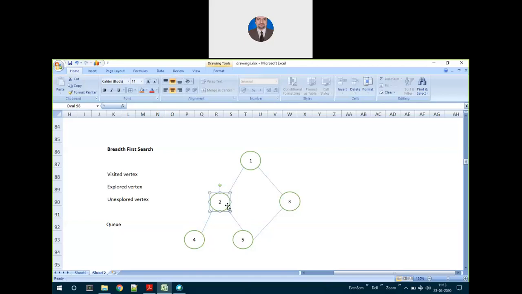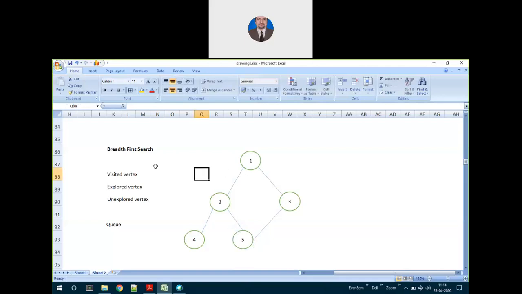So now we may find that the new vertices which are visited here are 4 and 5. So now these two are newly visited, but these are still unexplored. They will become explored only when we visit the neighboring vertices of these. Then we can say these vertices are also explored.